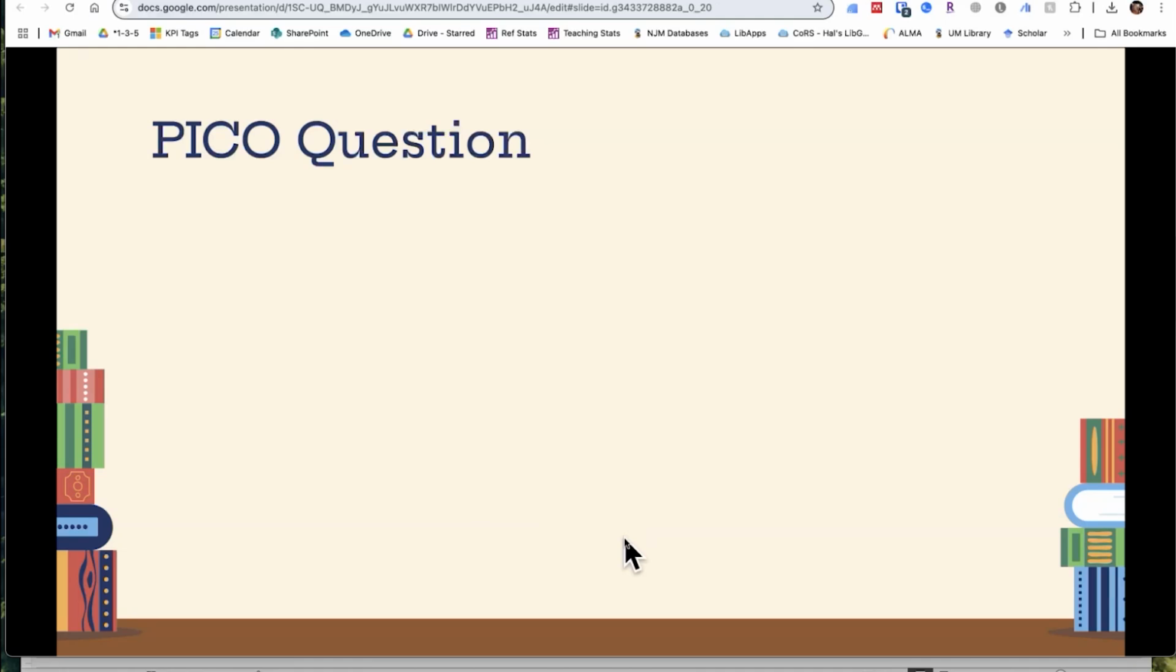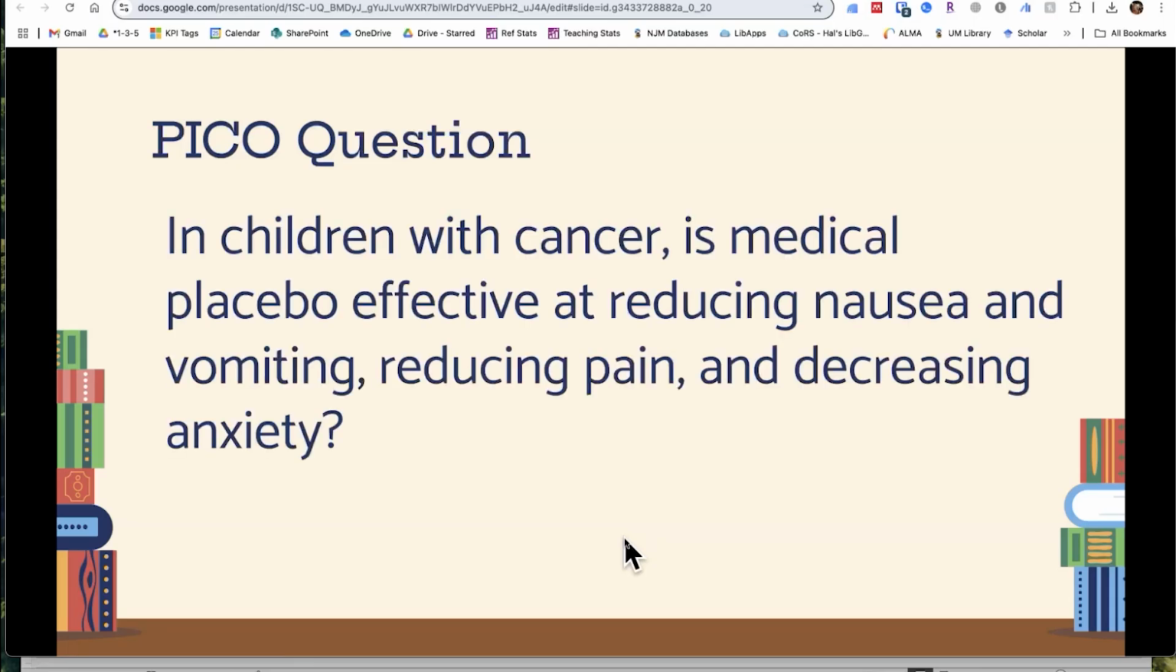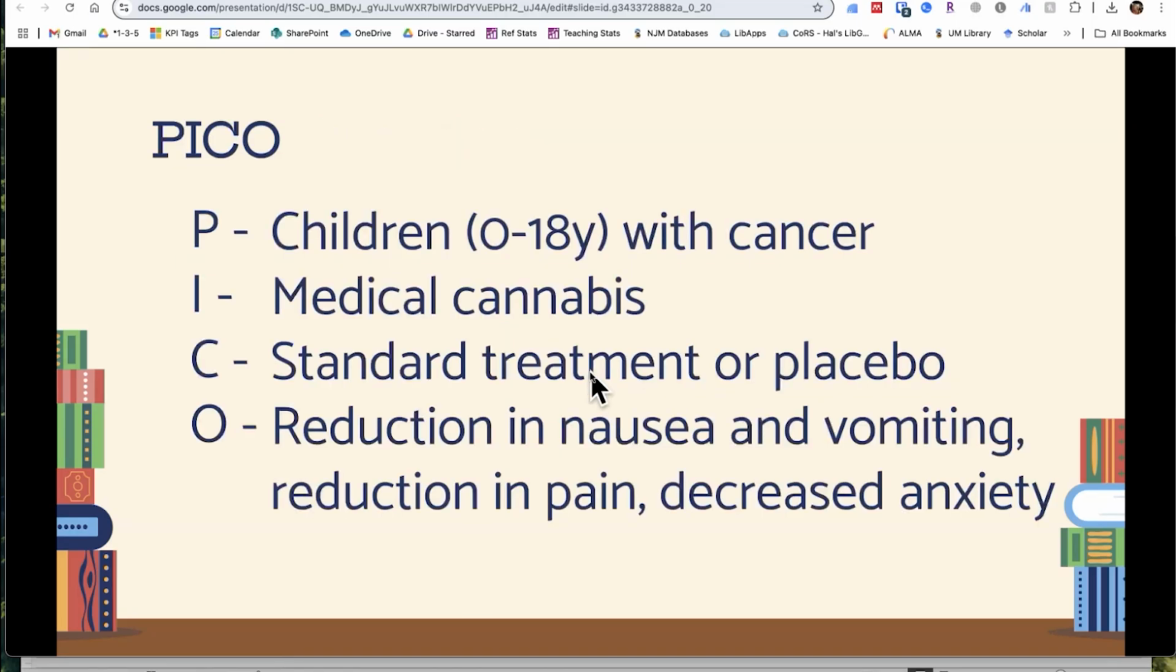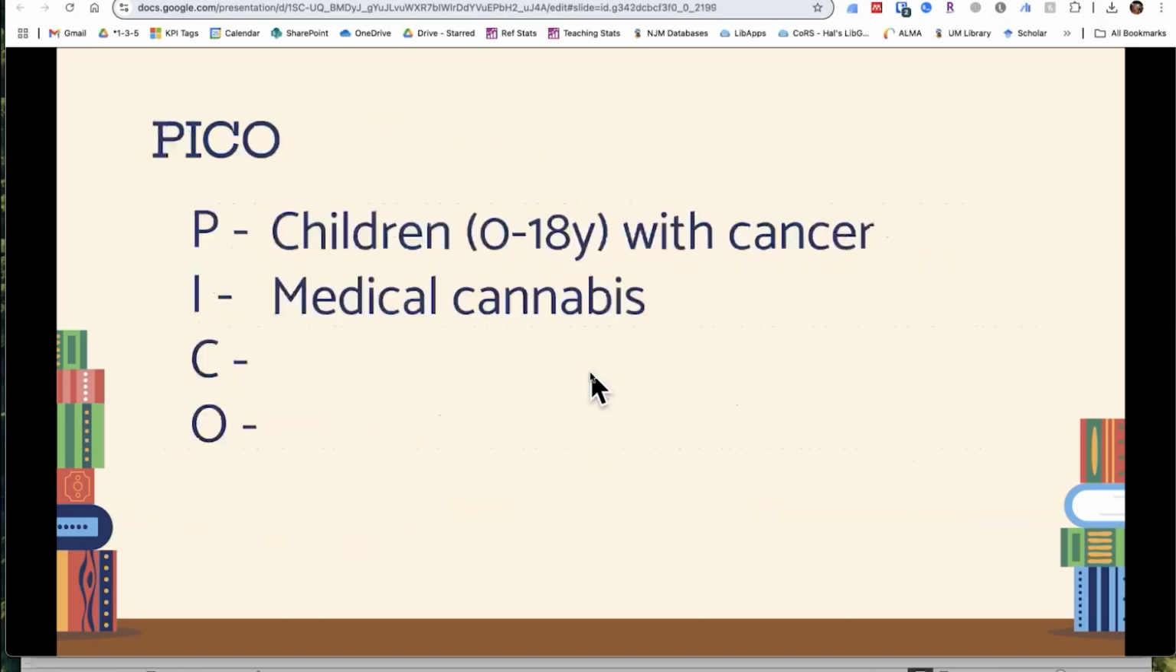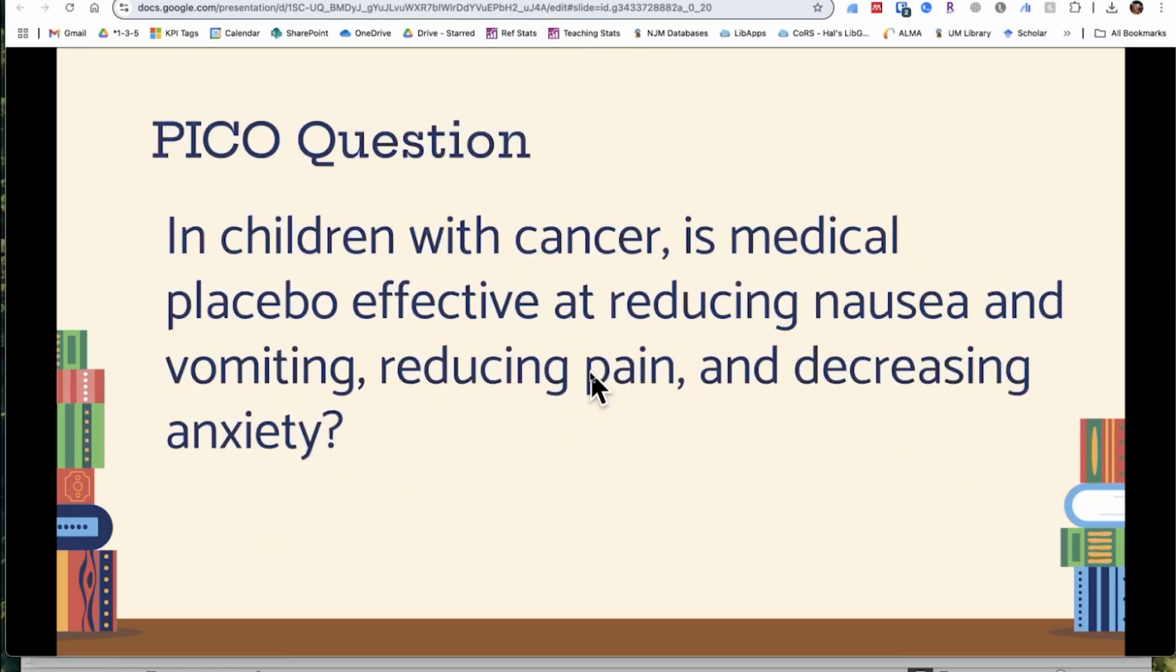If you've ever seen a PICO question, they have a very standard format, but basically it's like this. In children with cancer, I realize there's a mistake there. In children with cancer, is medical cannabis effective at reducing nausea and vomiting, reducing pain, and decreasing anxiety? So we've gone from this to this. And that is what you're trying to do, drill down on the very specific question that you are trying to answer.